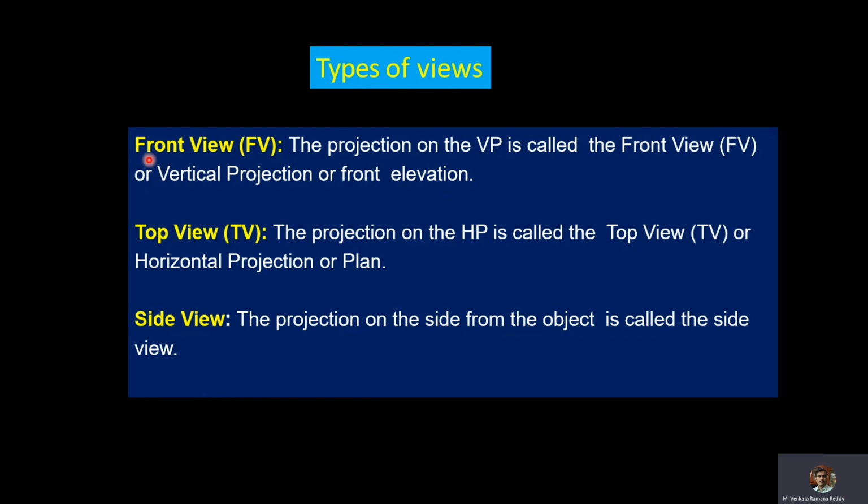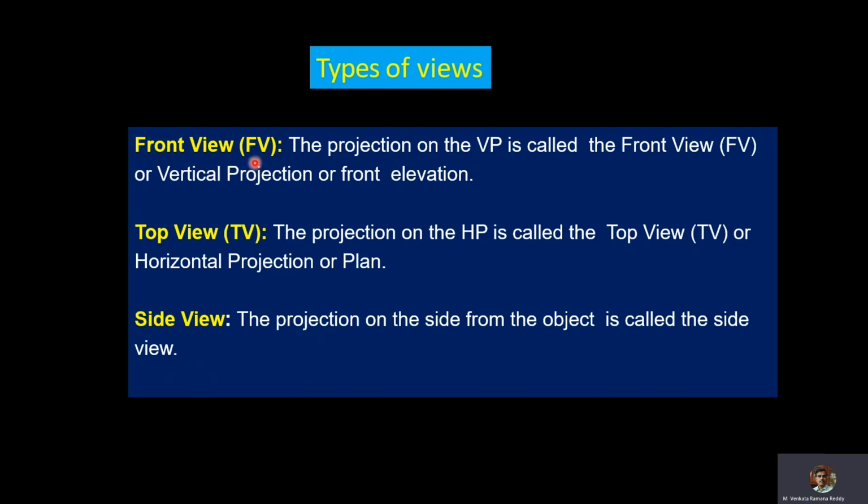Types of views. Front view. The projection on the VP is called the front view or vertical projection or front elevation. Top view. The projection on the HP is called top view or horizontal projection or plan. Side view. The projection on the side from the object is called side view.